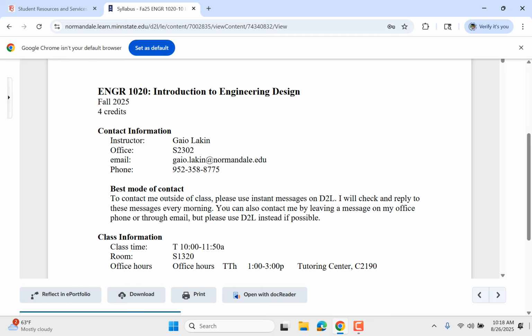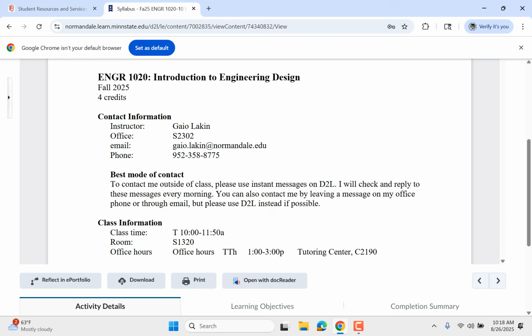My office, this is wrong, but my office is actually just down the hall here. I'll get that updated on the syllabus. But for office hours and stuff, you won't come to my office. I do all my office hours in the tutoring center. So, you might not need my office too often.